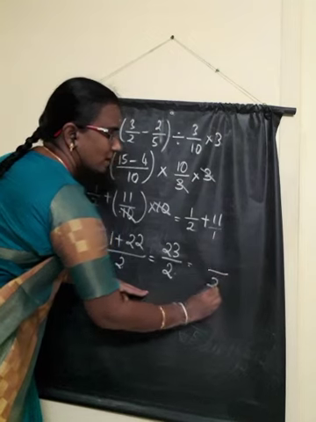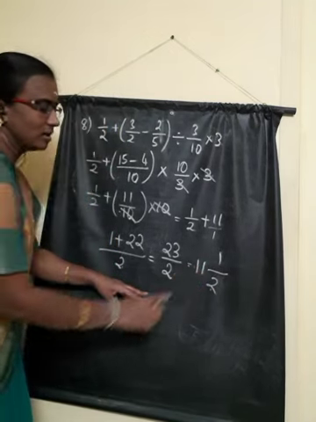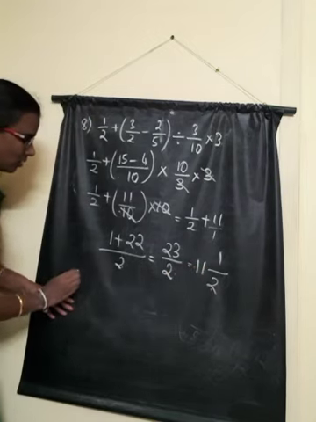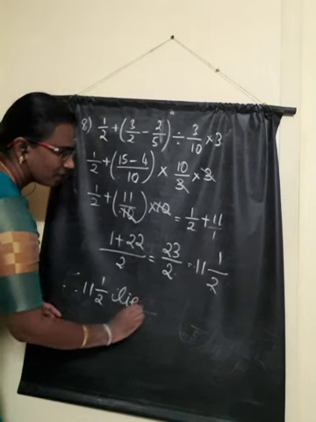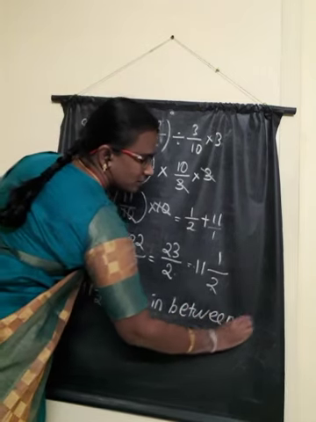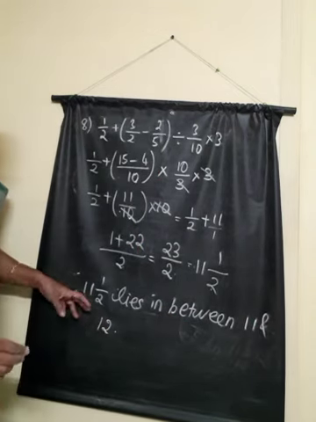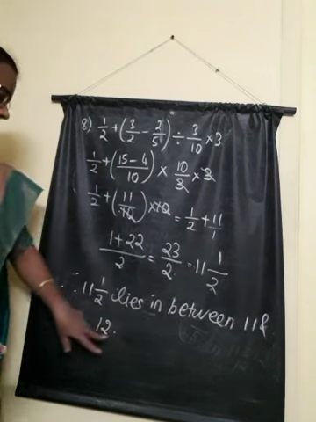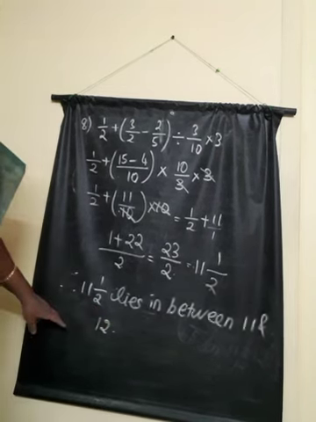So 2, 11 times, 11 2s are 22. Remainder is 1. So 11 1 by 2. Now 11 1 by 2 lies in between 11 and 12. Surely it lies in between 11 and 12. That is, it is 11 and a half. So it lies in between 11 and 12. So this is the answer of this question.